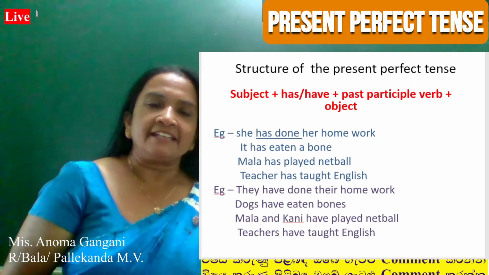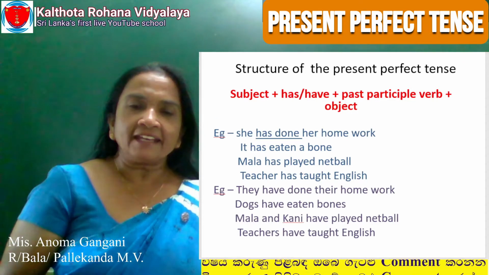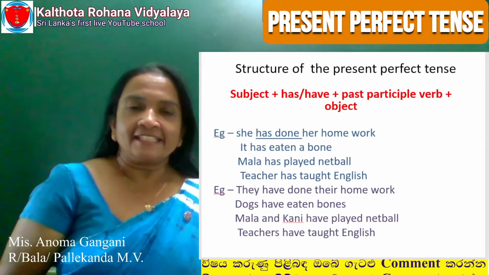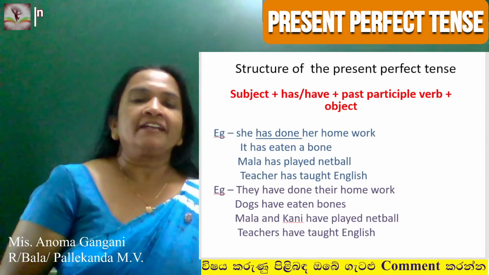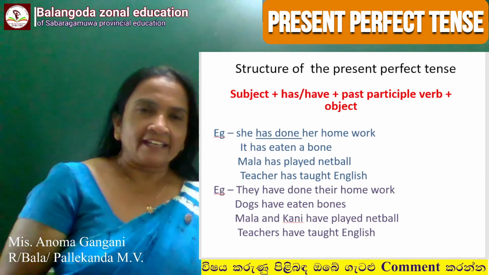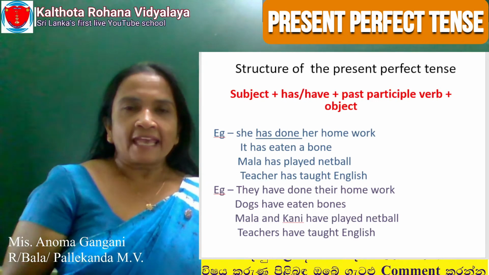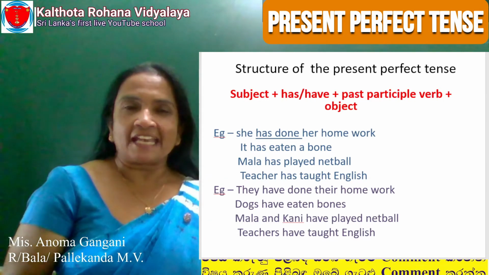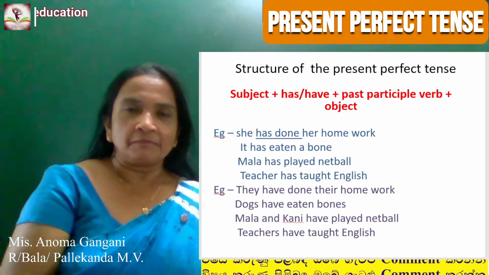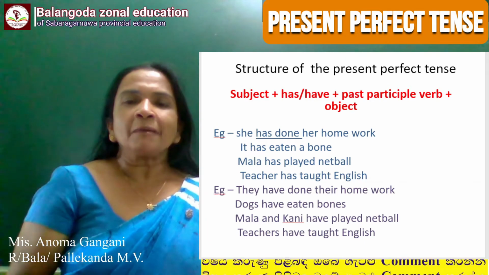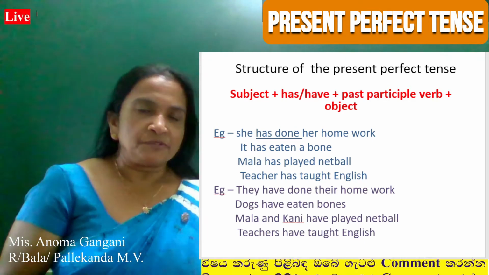Mala and Kani have played netball. Teachers have taught English. Can you read it again? Yes. Structure: subject plus has or have. We use has or have according to the subject. Then past participle verb plus object.